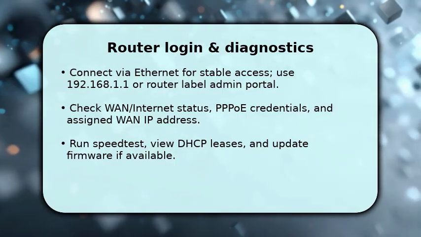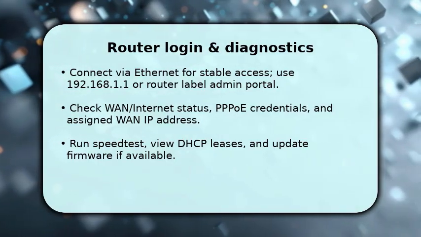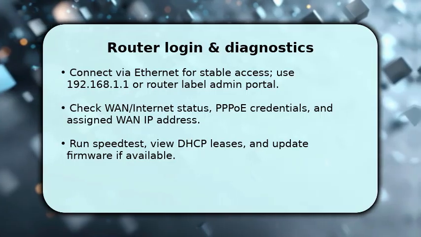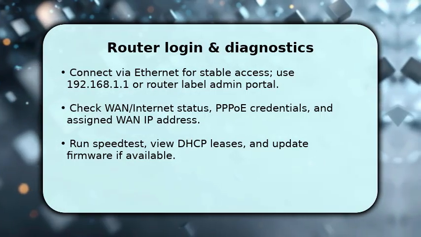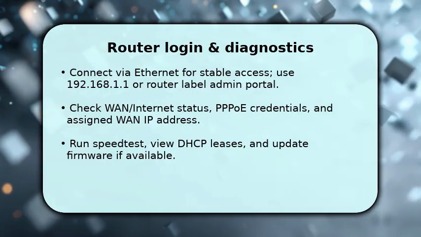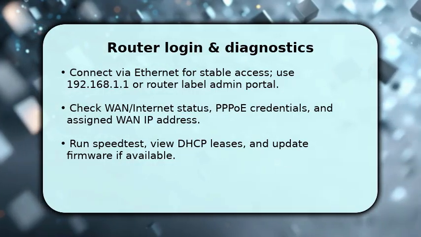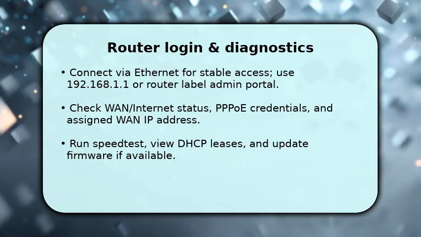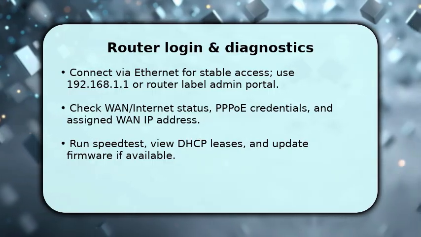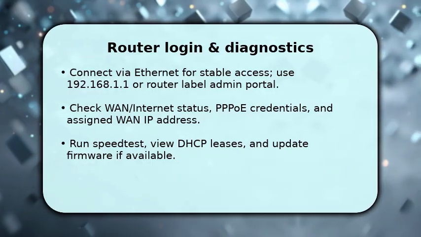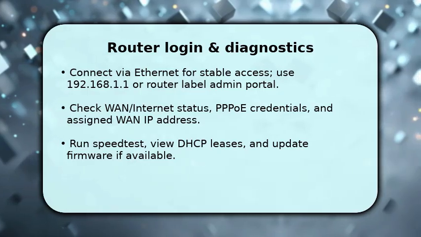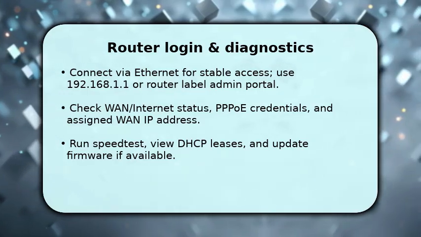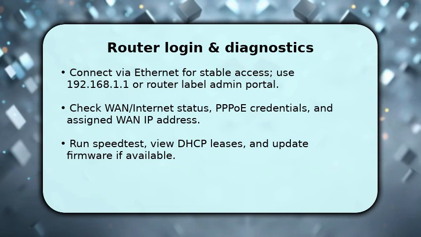Use the address on the device or 192.168.1.1. Check the WAN/internet status and confirm the router has a valid public or private IP. Inspect PPPoE username/password if used. Run a wired speedtest to rule out Wi-Fi interference, check DHCP leases for IP conflicts, and look for firmware updates. Apply them during a low-traffic window.